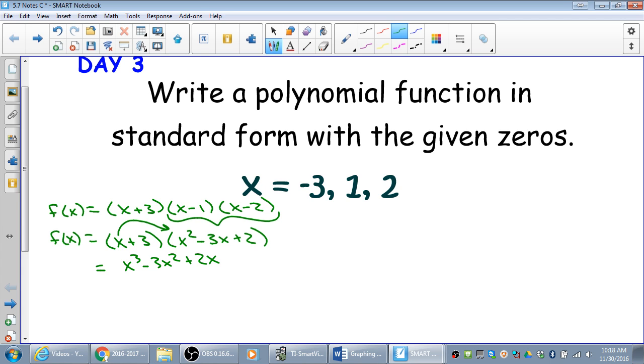Now, a couple of you were distributing the 3 through the new one. Don't distribute the 3 through here. You distribute the 3 through the exact same one you just distributed the x through. So we have plus 3x squared minus 9x plus 6 when we distribute that 3 through the same thing, not the new one.